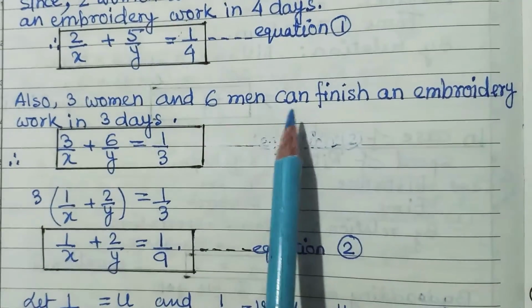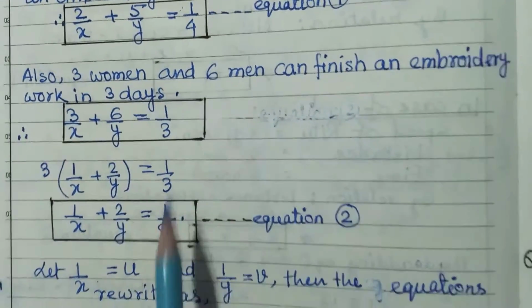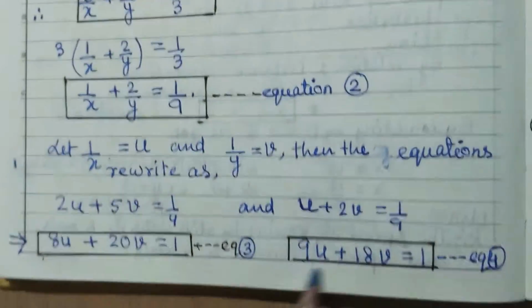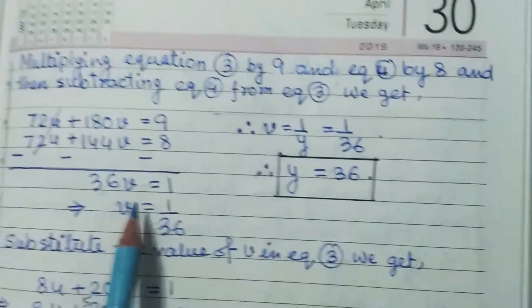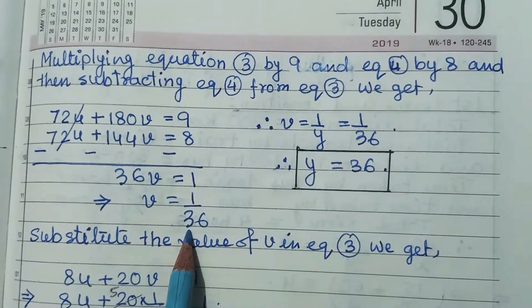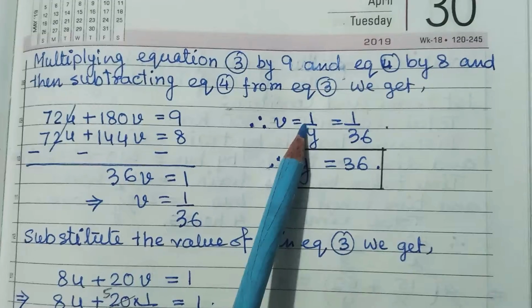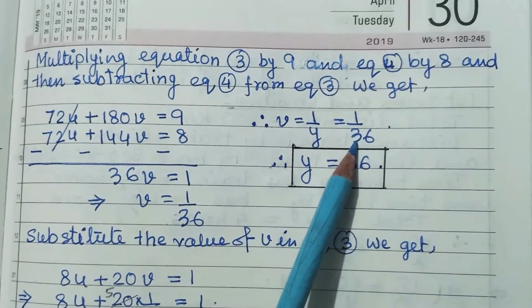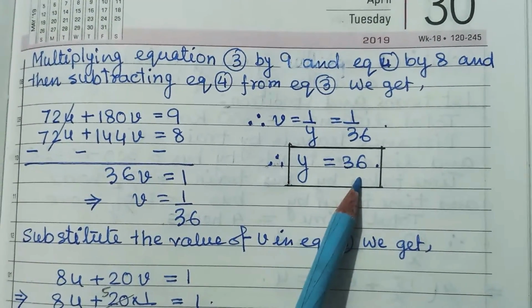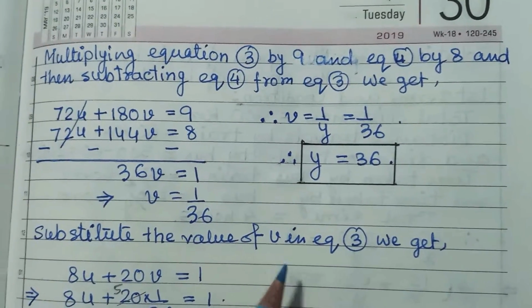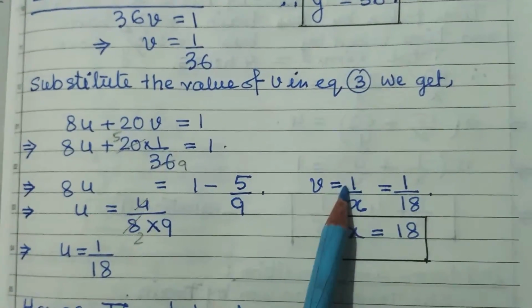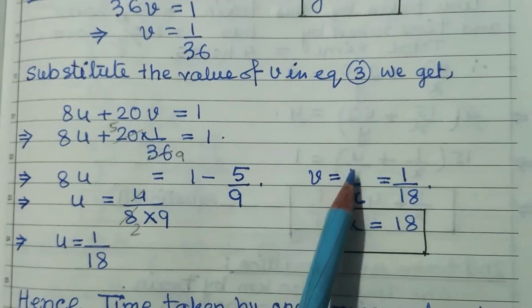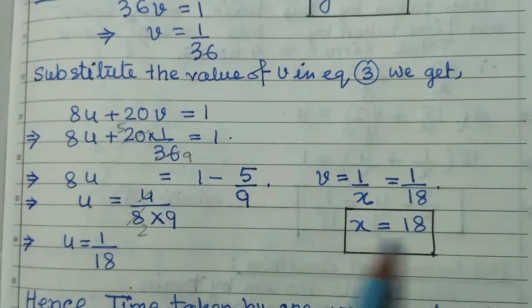First and second. Now, as previously you have solved the equations, again by the same method you have to solve these two equations. Now, here we have got v is equal to 1 upon 36. So v is equal to 1 upon y, 1 upon y is equal to 1 upon 36. So y is equal to 36. And substituting this value of v, we get u as 1 upon 18. So u is equal to 1 upon x equal to 1 upon 18, x equal to 18.